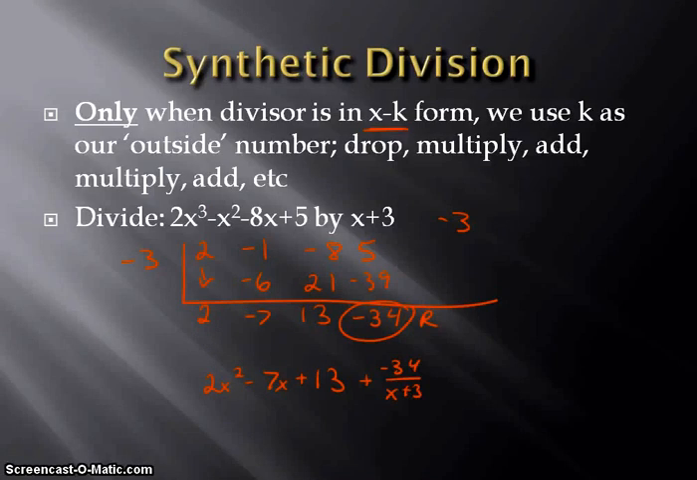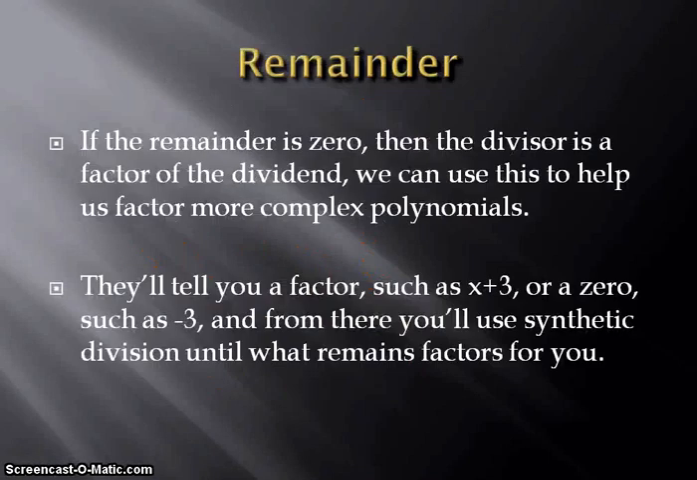Again, you can only do this if your divisor is in the form x minus k, x plus k. You're just making sure that you can get a single number out of it. Now the remainders. If the remainder is 0, the divisor is a factor of the dividend, and we can use this to help us factor more complex polynomials. So we'll have 5 terms in our polynomial, but we'll still be able to factor it because we can use our idea of the zeros.